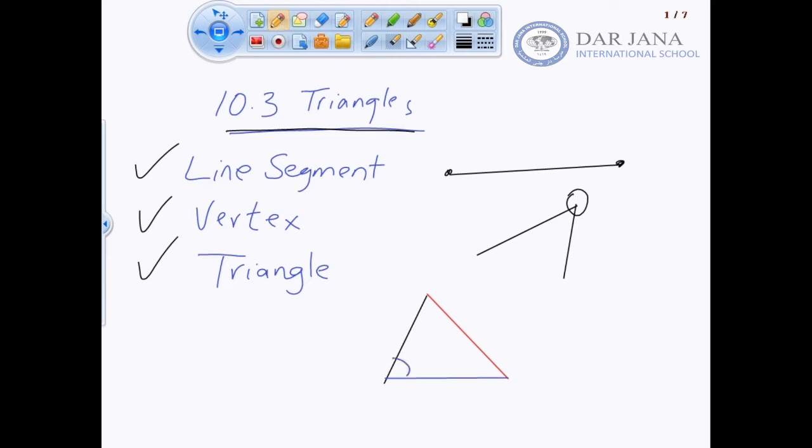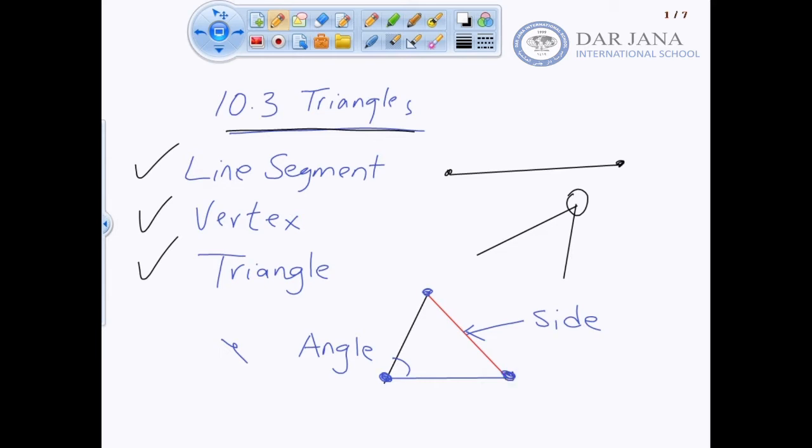Here, I have an angle. That's clear. All right, that's an angle. And look at this one. This is a side. How many sides does a triangle have? It has three sides. And look, I have a vertex over here, I have a vertex over here, and I have a vertex over here.